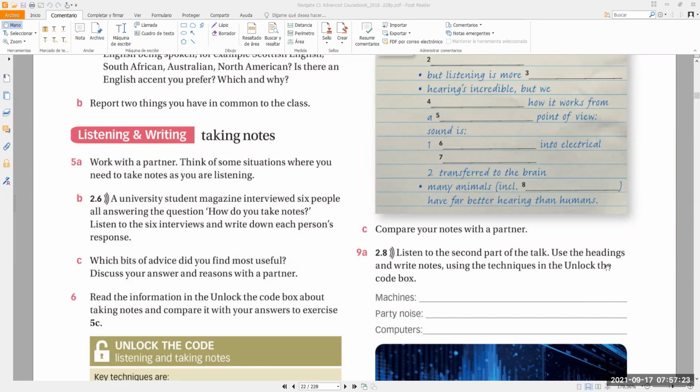Okay, so remember, 6 people talking about how they take notes. You've got to take notes on how they take notes, and then at the end decide which bits of this advice you believe are the most interesting. So let's do this. Audio 2.6.